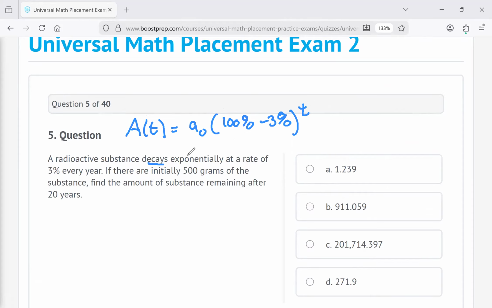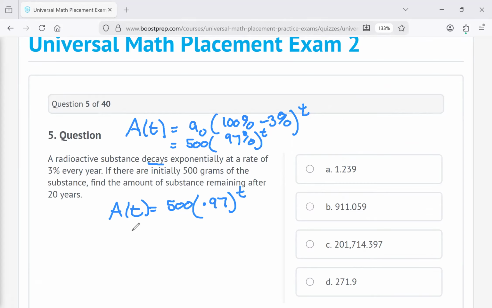This is a typical exponential decay function, and then we have to fill in the blanks. A naught is your initial value. So what is our initial? It was initially 500. And then what is 100% minus 3%? 97%, raised to the t. As a decimal, 97% would be 0.97, raised to the t.